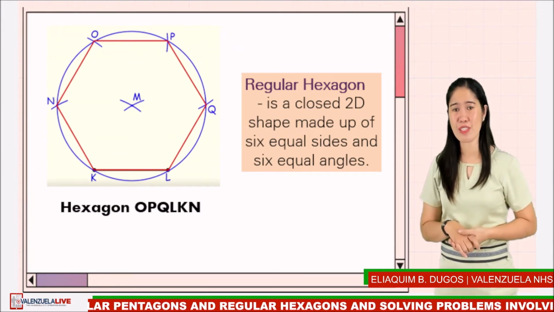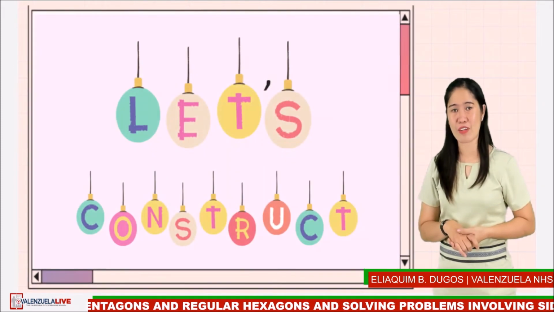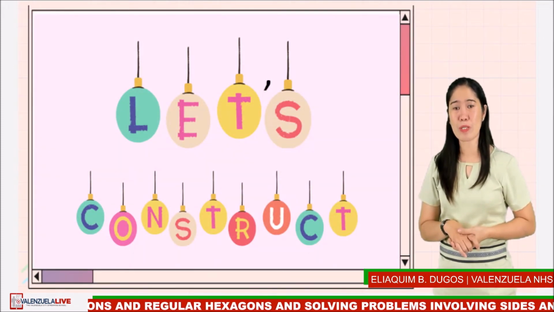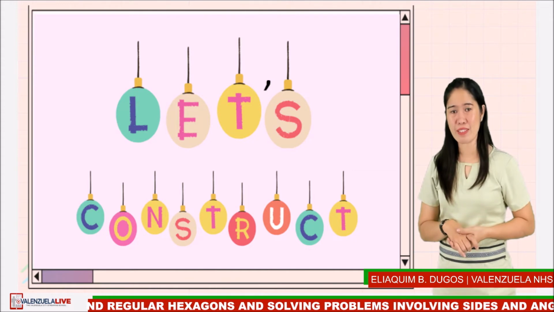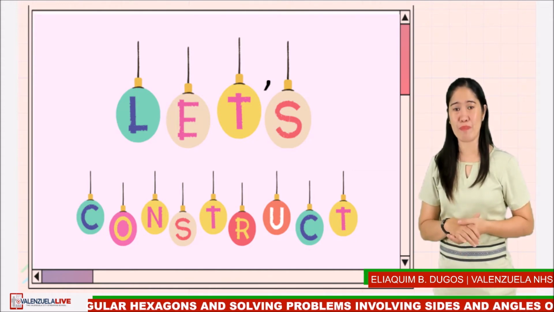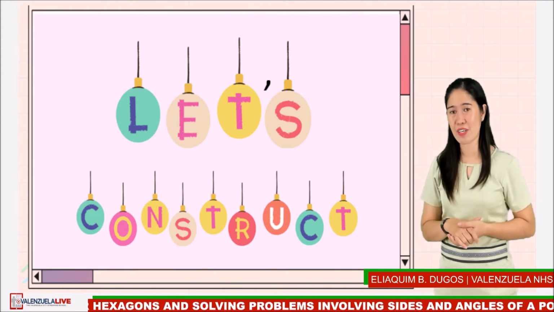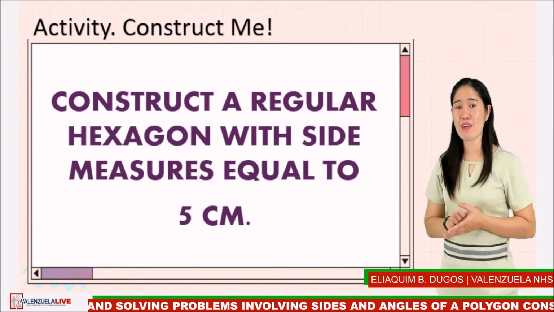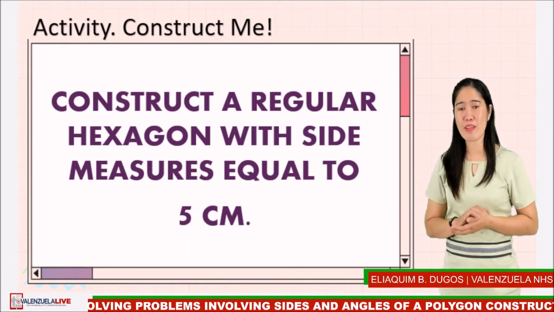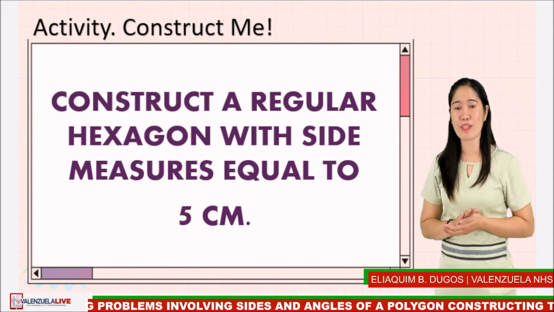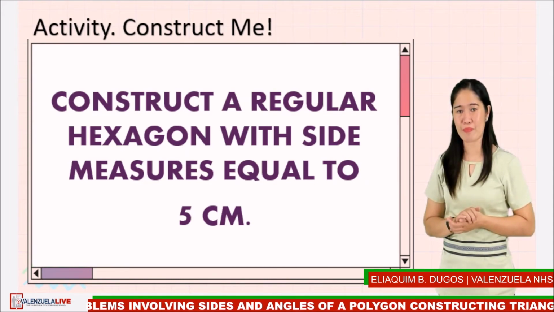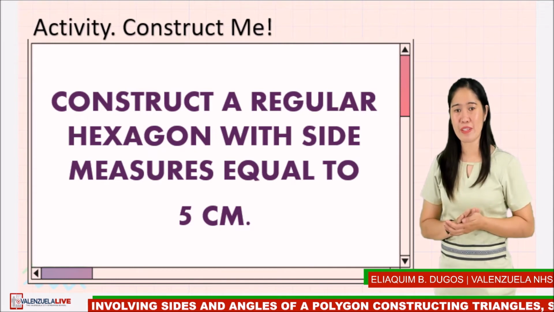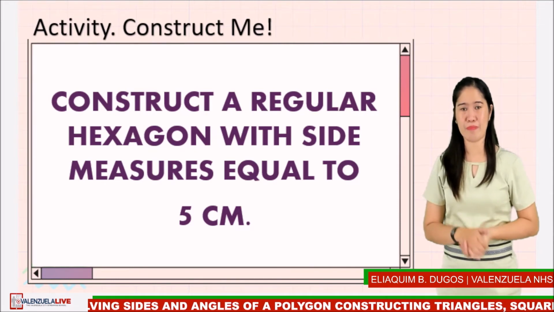Our activity is called Let's Construct. You will be given 1 minute to construct this polygon. Let's get started. Construct a regular hexagon with a side measure equal to 5 cm. Your timer starts now.